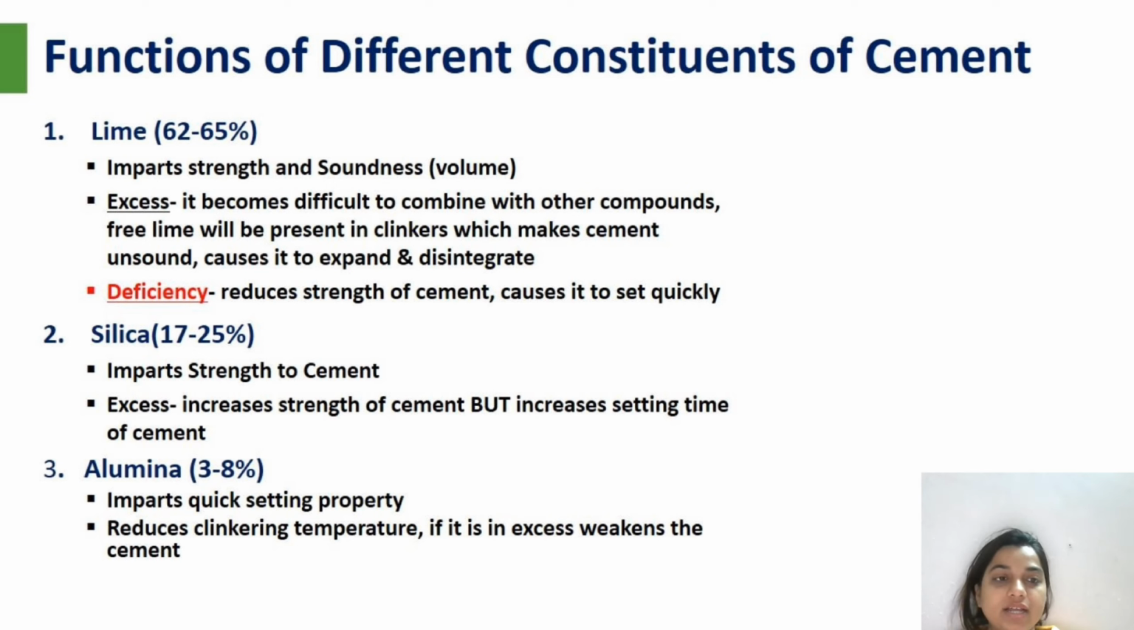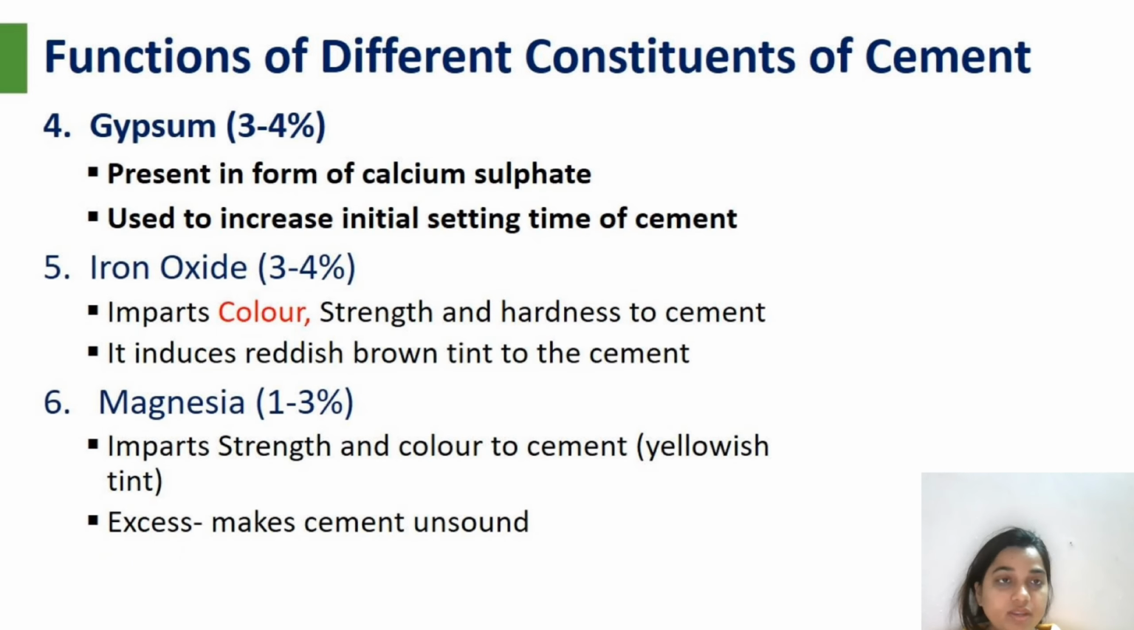Next is silica, at 17 to 25%. The percentage values are very important for competitive exams, because they are asked in many JE exams. It imparts strength to the cement, and if it is in excess, it increases the strength as well as the setting time of the cement. The third constituent is alumina. It is responsible for plasticity. It imparts the quick setting property and reduces the clinkering temperature, but if it is in excess, it weakens the cement.